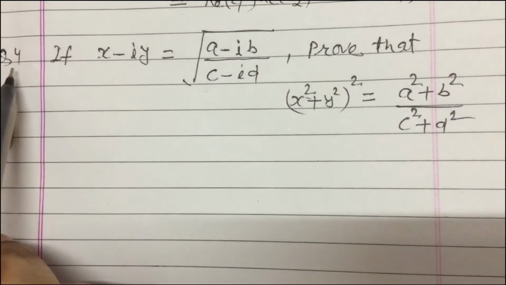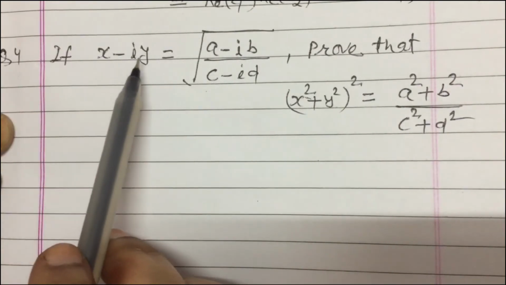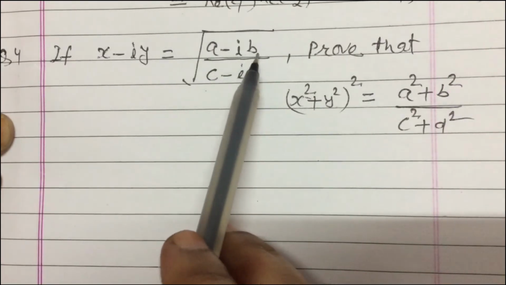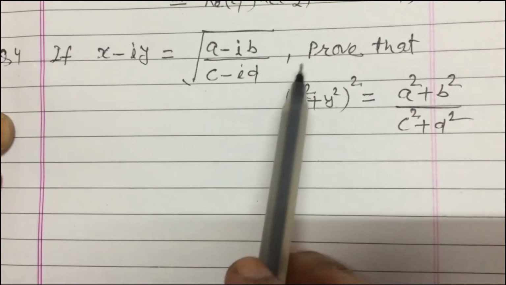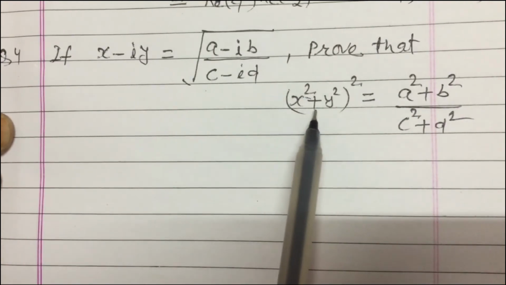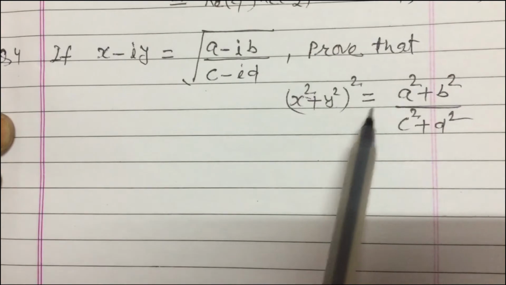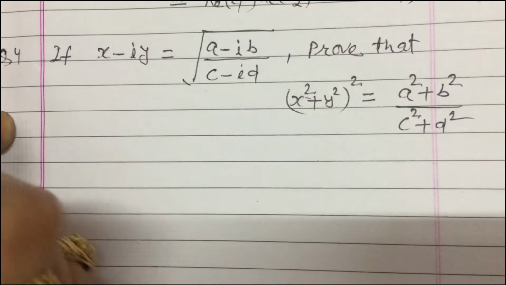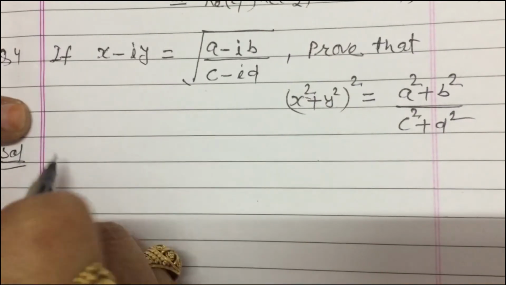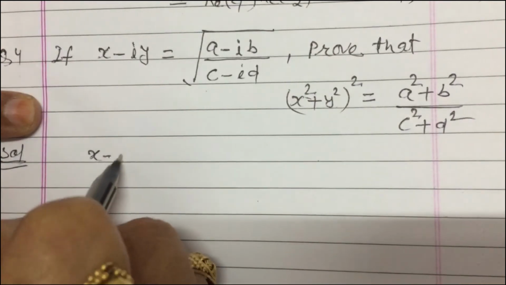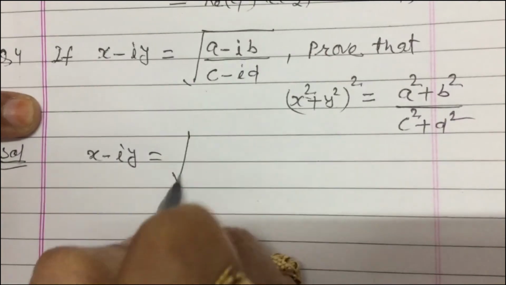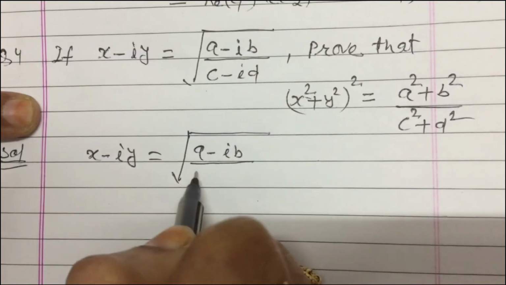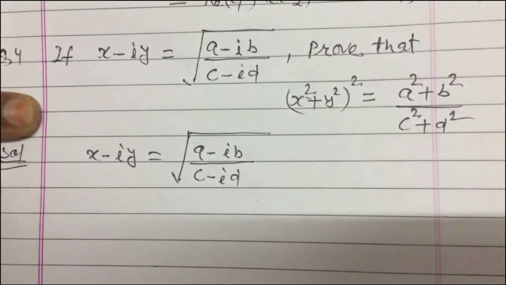Now students, question number 4. If x minus iy is equal to square root of a minus ib upon c minus id, then prove that x square plus y square whole square is equal to a square plus b square by c square plus d square. So to solve this question, first x minus iy, it is given here, is equal to square root of a minus ib by c minus id.